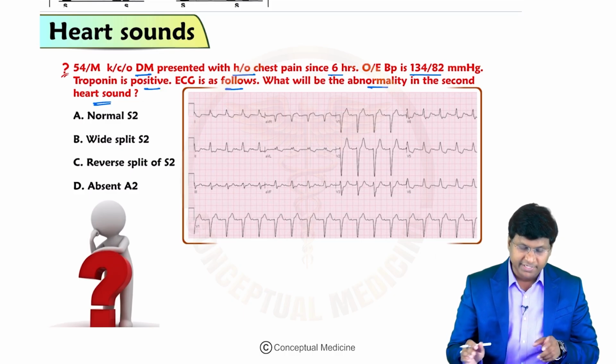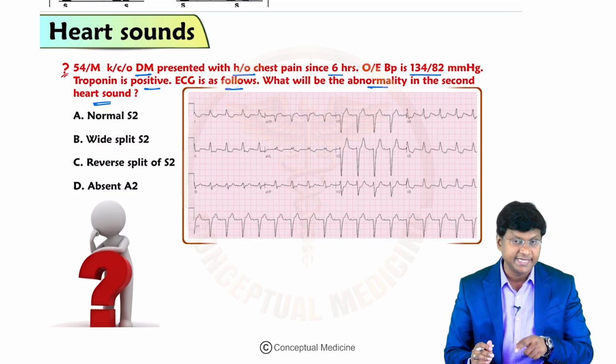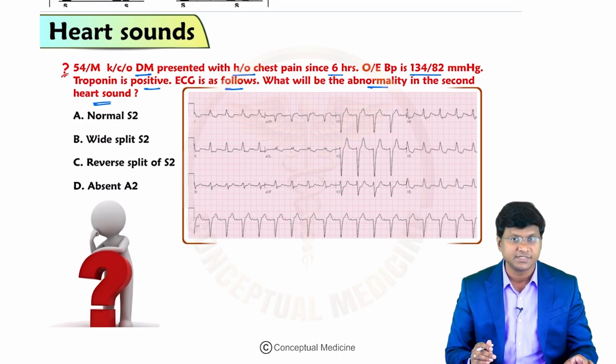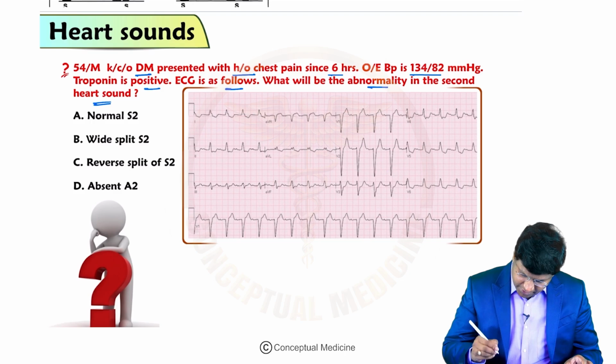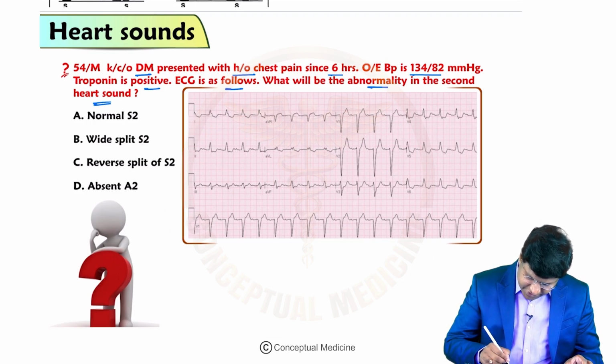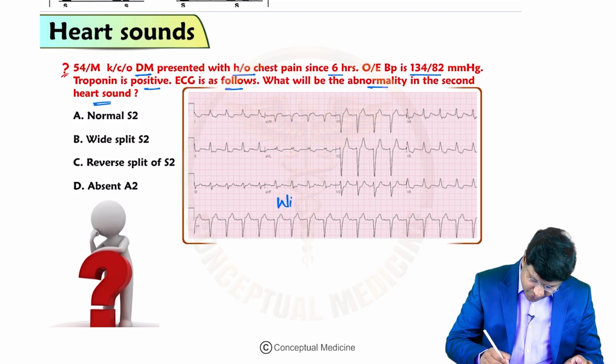So first of all, you need to identify the ECG. Once you can identify the ECG, then only you will be able to answer this question. So you take the ECG, what is it that you are observing? First and foremost, there is a wide QRS complex.